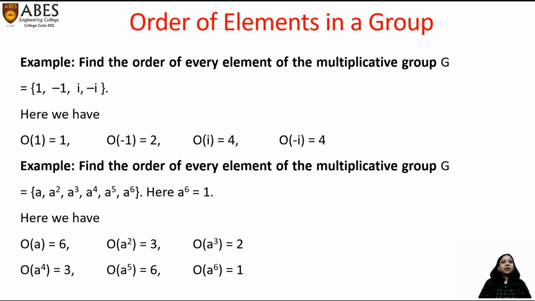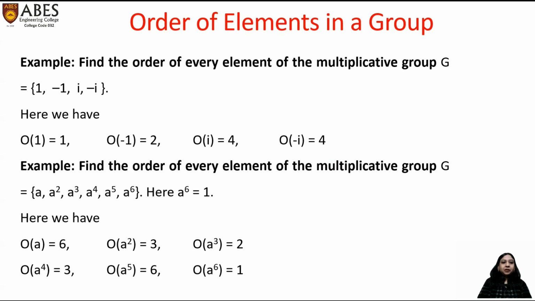The next example is we have to find the order of every element in the multiplicative group 1, minus 1, iota, minus iota, and there are 4 elements. So this is a multiplicative group, that means it is a group under multiplication. We have to find the order of each and every element, and the identity of the multiplicative group is 1, that we know very well.